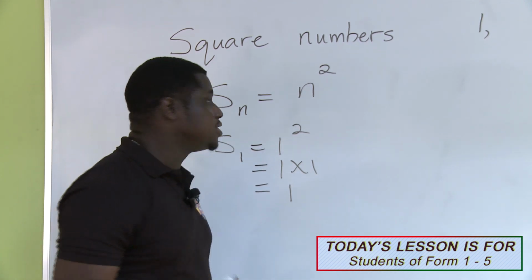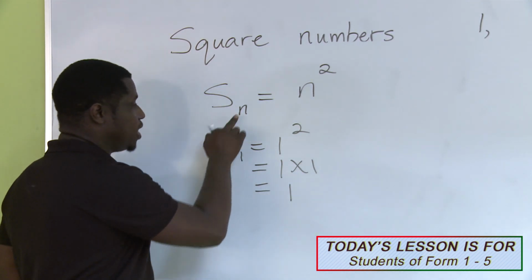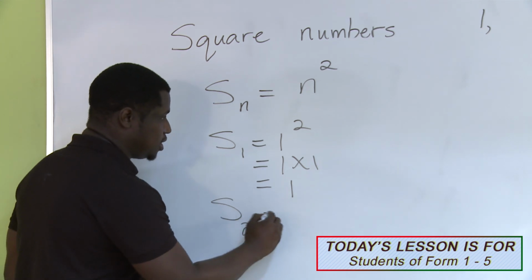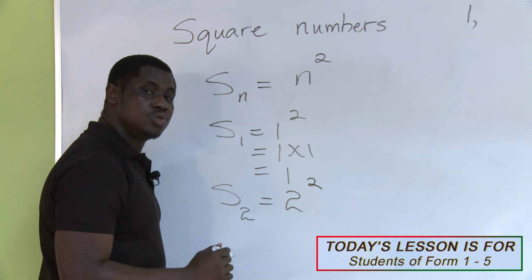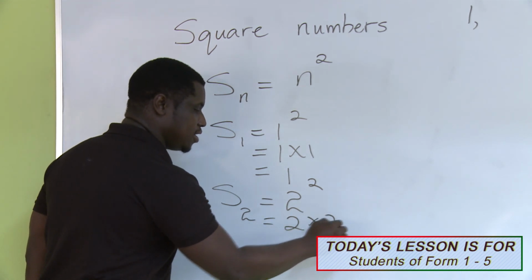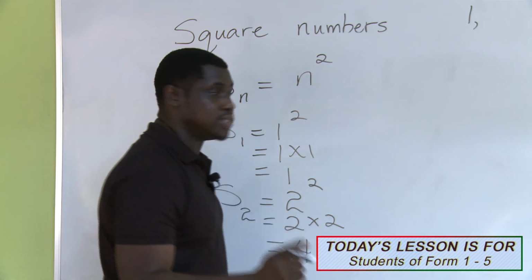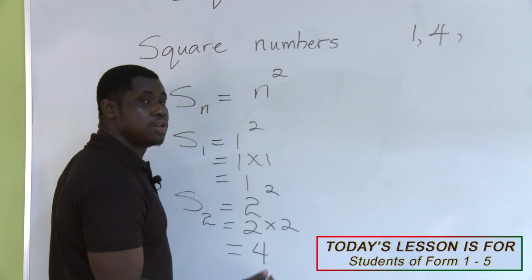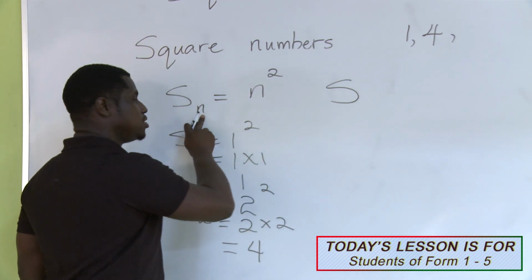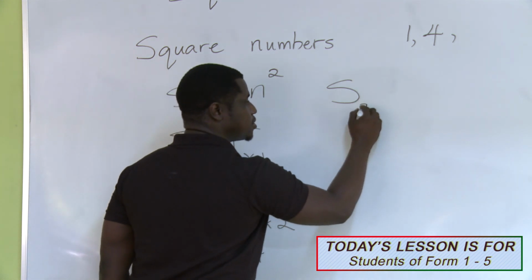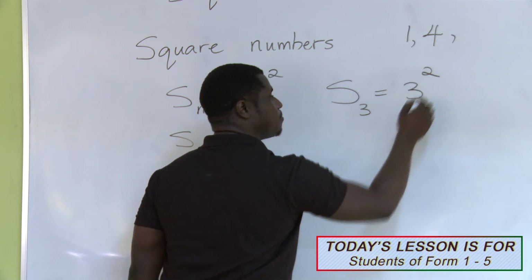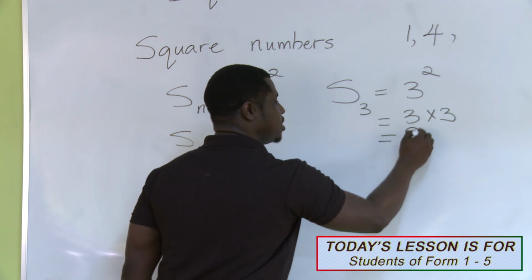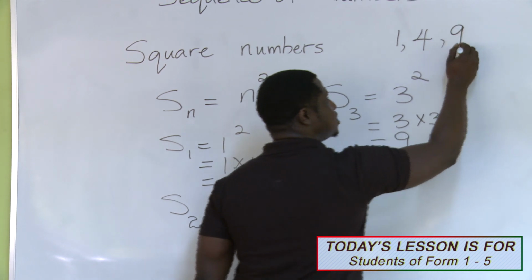If I want to determine what is the second square number, I would substitute 2 where I see n, because I'm trying to find the second square number. So S subscript 2 is equal to 2 squared. And 2 squared means I'm multiplying 2 by itself, which gives me 4. So the second square number is 4. Let's now try and find the third square number. Again, I'm going to substitute 3 for n. So S subscript 3 is equal to 3 squared. And 3 squared means I'm going to multiply 3 by itself. And that gives me 9. So the third square number is 9.